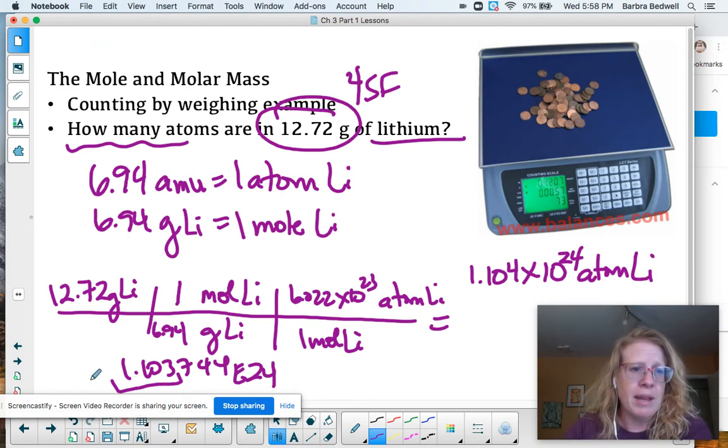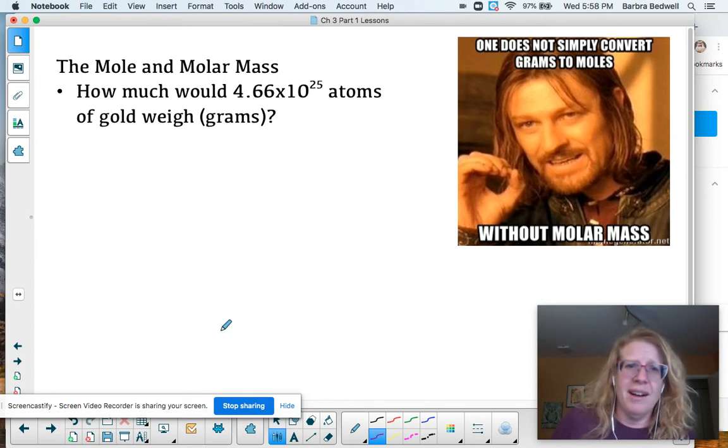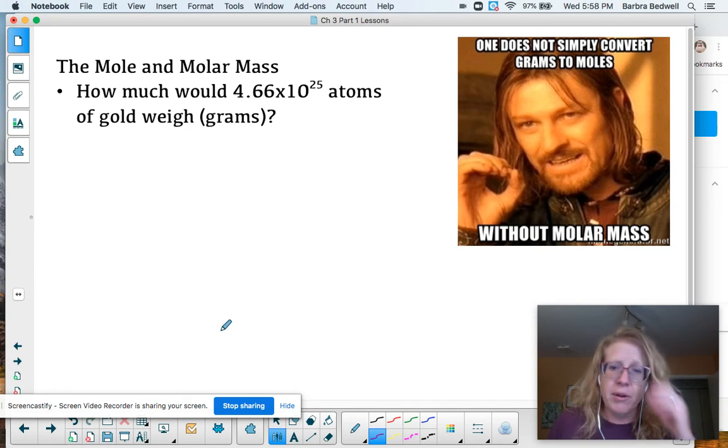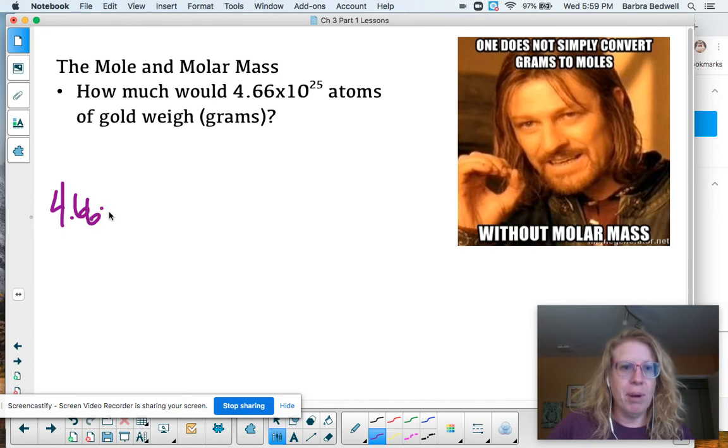I got one more problem, and then I think we're done with this particular example. So here's another example of the way we can use the mole and molar mass, kind of going the other direction. How much would 4.66 times 10 to the 25th atoms of gold weigh? So this is a great opportunity for you to hit pause and set this up and see if you can figure out how to work it out. And I'm going to kind of work it out on my screen. But if you can, hit pause. See if you can kind of work your way through that line of logic, following the units in your conversions and using those units to get to the unit that you want. So we're starting with atoms and we're getting to grams. So again, I'm going to set mine up. But you should hit pause and try this.